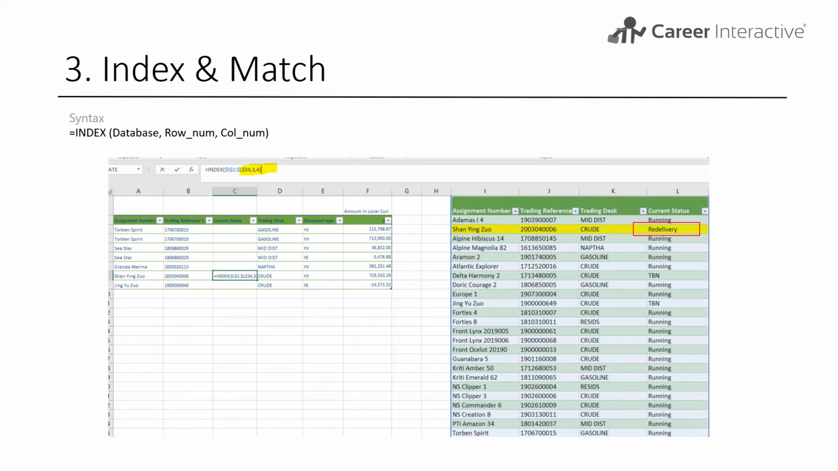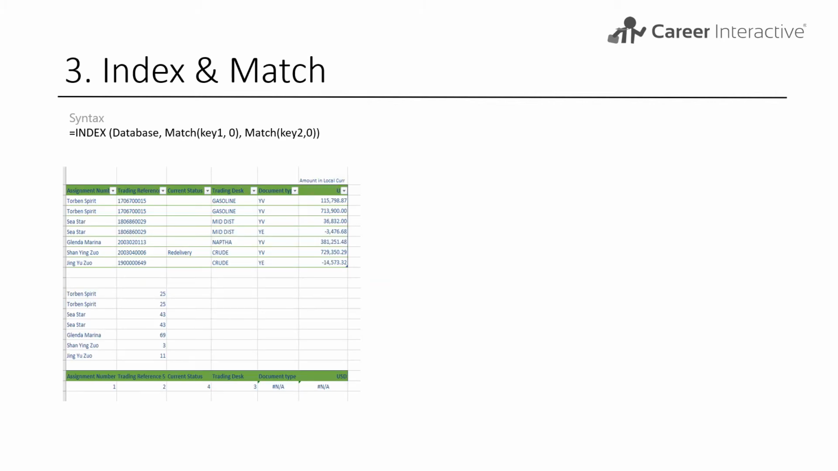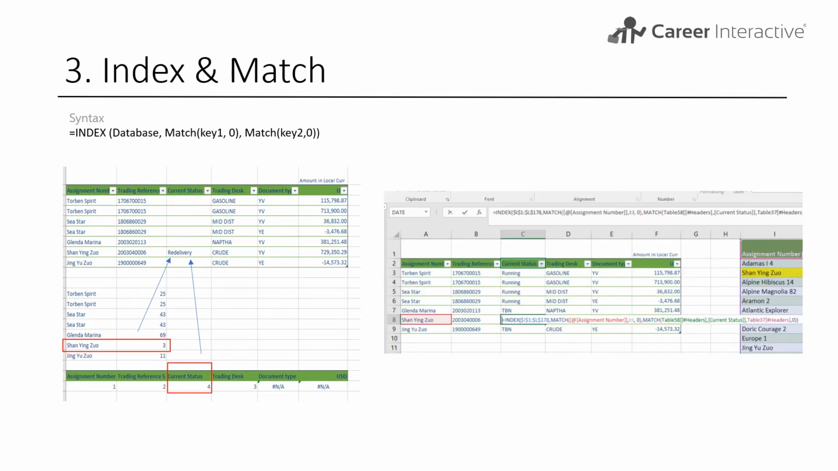So what I'm going to do is use the MATCH function to help us locate this data. How MATCH helps in this case is, if I match Shanyingzuo in the column of the database, it will return 3, because it tells me it's in the 3rd position. And if I match current status in the database, it will let me know it's in the 4th position. As you can see, this is the data I was looking for in the INDEX formula. So I can nest these 2 MATCH functions into the INDEX, which looks like this.